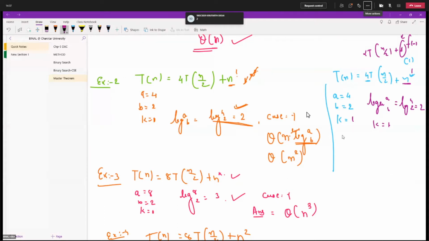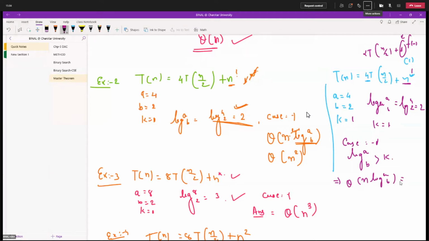Show me the case. You have to remember, I told you there are 3 cases: greater than, less than, or equal. Which case is it here? First case, case 1. You have to remember it, write it 10 times. Log a base b greater than k, that is case 1. Yes, so we know that. What is the answer? Theta of n to the power log a base b, right?